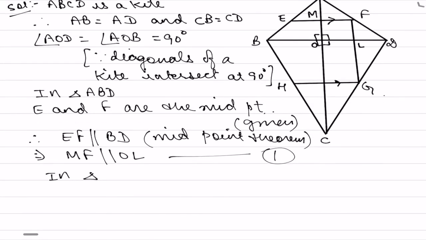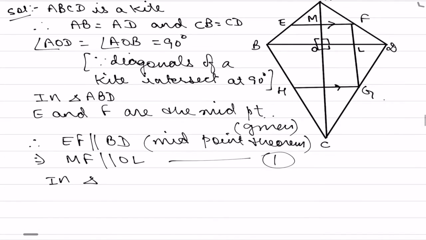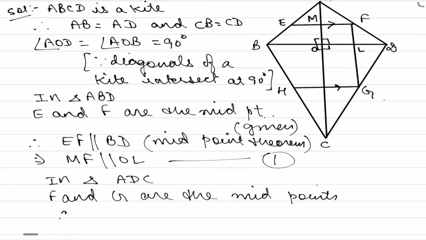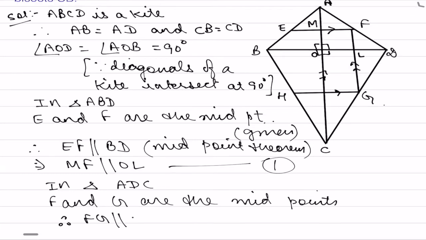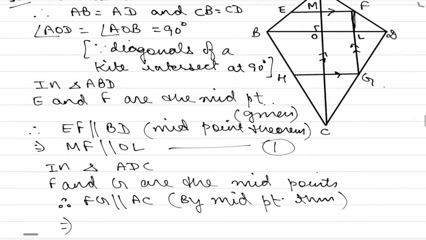Similarly, now we'll take another triangle. In triangle ADC, F and G are the midpoints. It's again given that they are the midpoints. Therefore, FG is parallel to AC by midpoint theorem. Now, if FG is parallel to AC, that means this portion FL is also parallel to OM. This implies FL is parallel to MO. This is equation number 2.